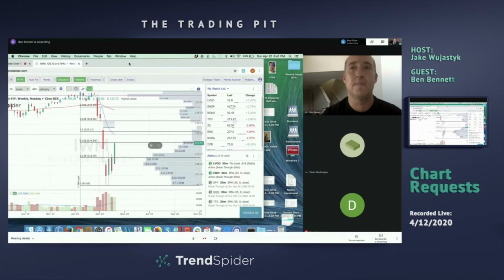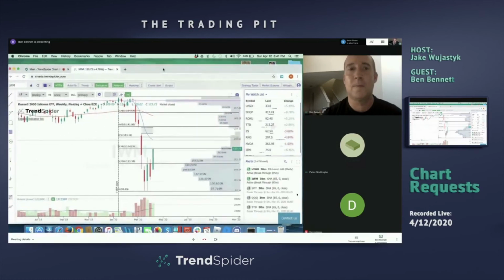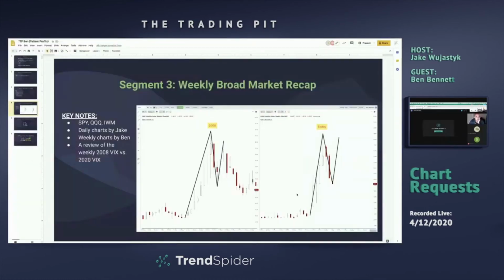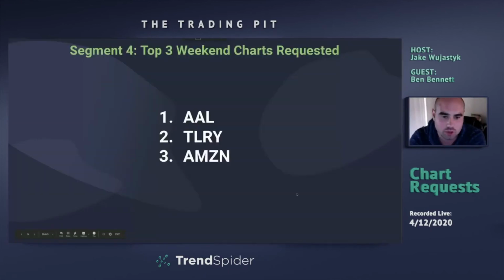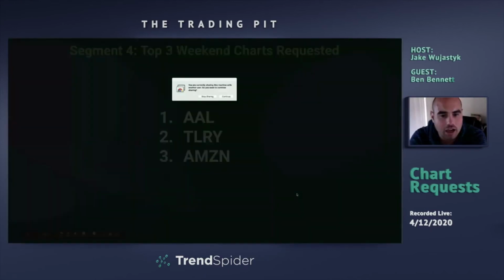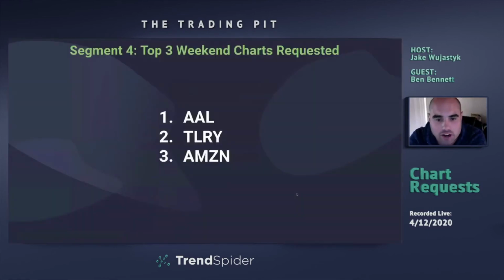So let's jump into segment 4 here, and let's go over some of the main charts that people mentioned this week, which are, I was going to say Apple there, but that is not Apple. That's American Airlines. We've got Tilray, and we've got Amazon. So what I'm going to do, kind of like what we just did, is go over these 3 charts, hand it off to Ben, and then call it a day so everyone can go hang out with their families on this holiday.